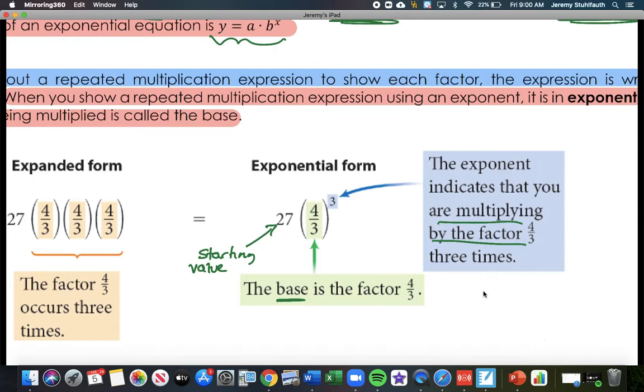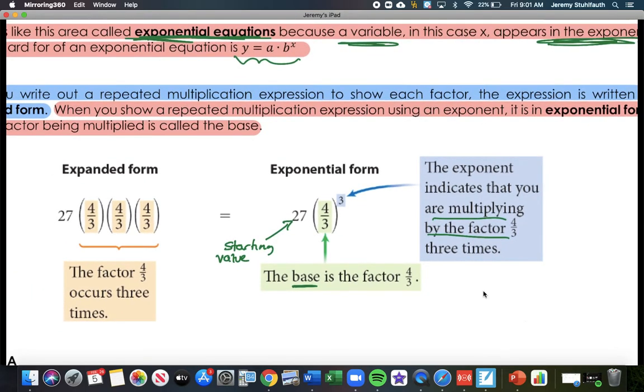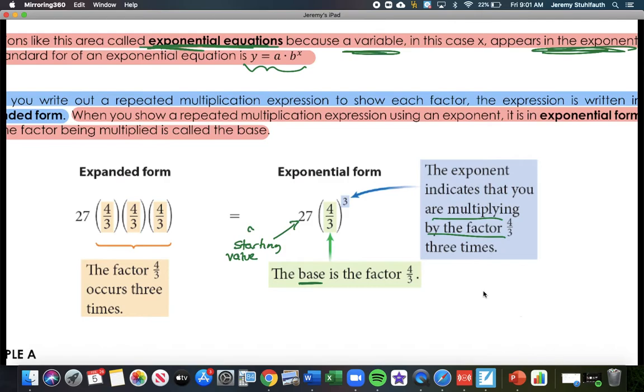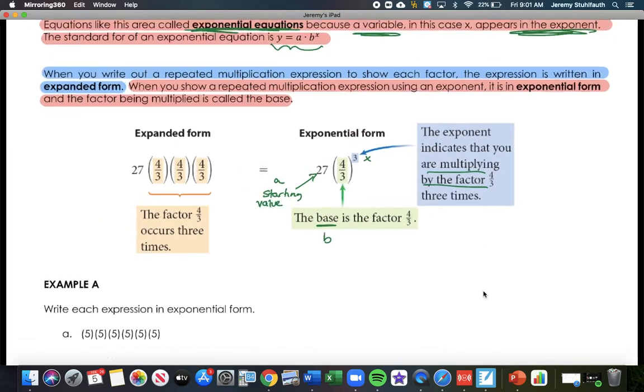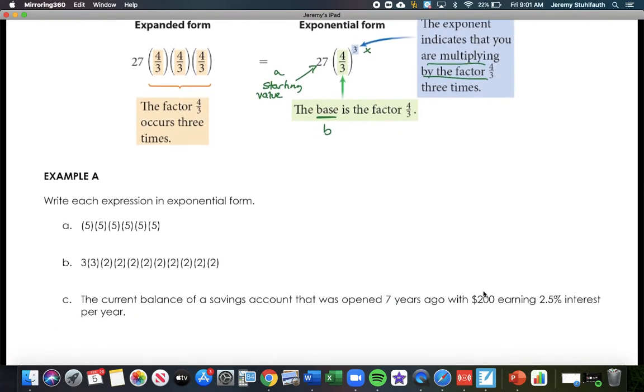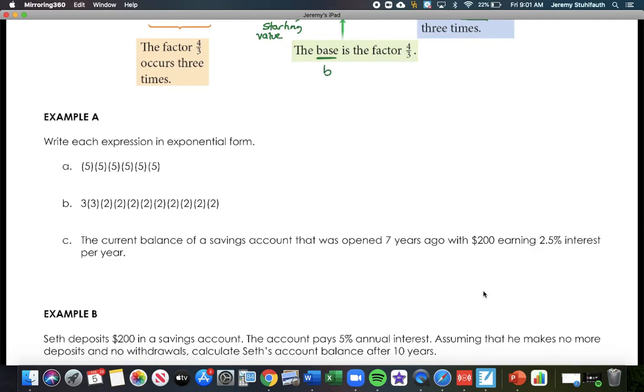Okay, so you have your starting value, which is represented by the letter A. You have your base, which is represented by the letter B, and then you have your exponent, which is x. So let's take a look at a few examples.